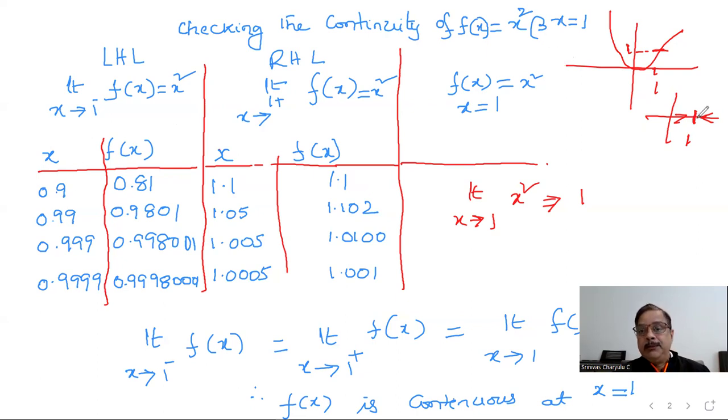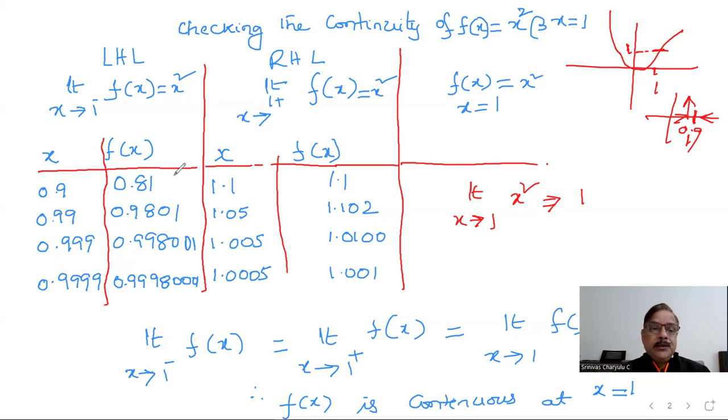Left hand side values will be below 1. So 0.5, 0.9, like that. Let us start with a very small neighborhood from 0.9 onwards. So I have taken x as 0.9. So what is f of x? It is x square, so 0.9 square. The value will become 0.81. So now put 0.99. Don't put x is equal to 1. So it will become 0.9801. Again, put 0.999. Like this, you can take so many values, but don't touch the 1.